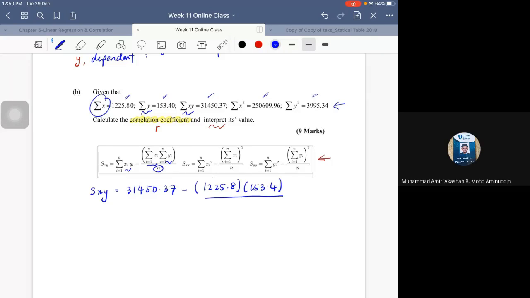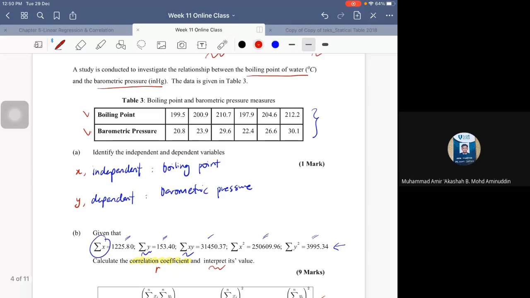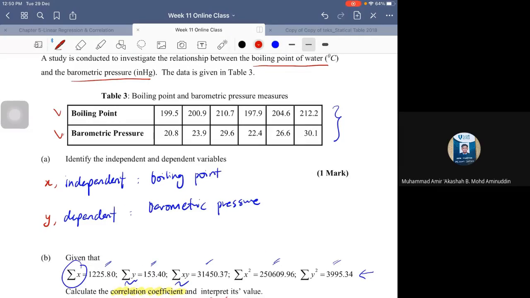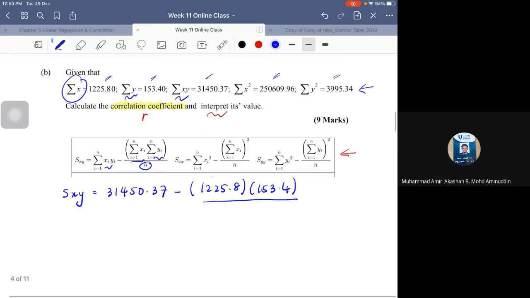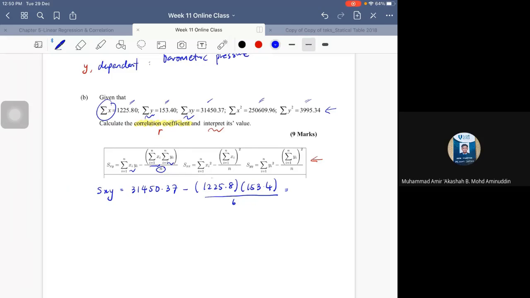How do we know the sample size in this case? It's not given what the value of n is. What you can do is simply count how many samples were taken. There's sample number 1, 2, 3, 4, 5, and 6. So for this case, we have 6 samples altogether, and therefore we are going to divide this by 6. Can someone calculate for me what the value of SXY is going to be?